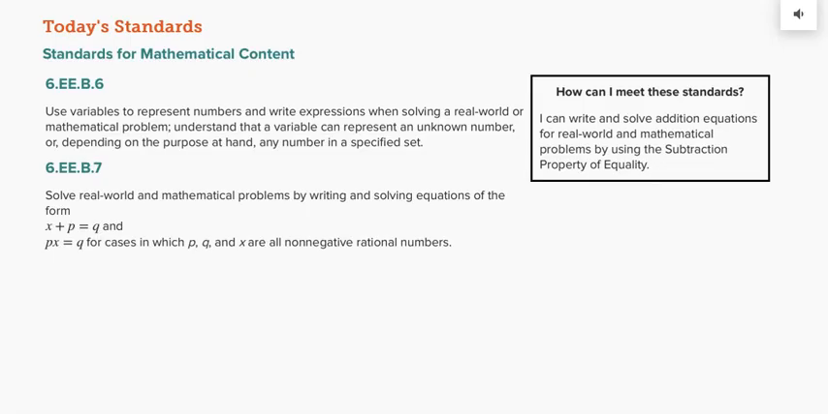For today's standards, we're gonna deal with 6.EE.B.6. It also addresses 6.EE.B.7. As a student, to meet these standards, you must learn how to write and solve addition equations for real-world and mathematical problems by using subtraction property of equality.